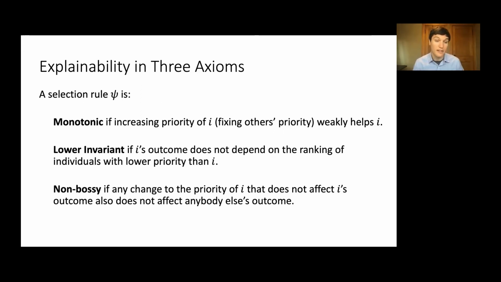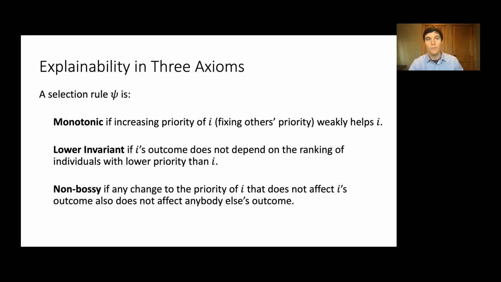So a natural question from here is, can we actually get all 3 of these at once? And the answer is yes, and it's pretty easy to see. For example, the first rule on the previous slide, just choose the top K applicants, will satisfy all 3 of these. If I'm choosing the top K, if I move you up, it can never hurt you. Whether you get selected or not doesn't depend at all on how people below you are ranked. And if I move you up in a way that doesn't change your own outcome, it also doesn't change anyone else's outcome. So clearly we can get all 3 of these axioms.